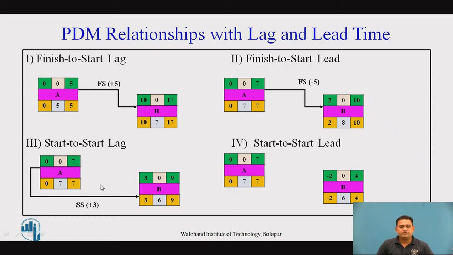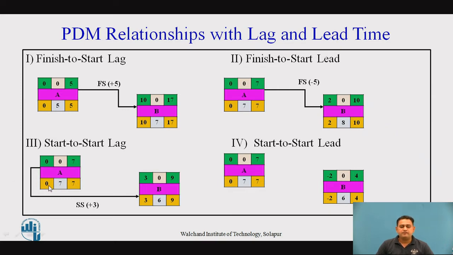Okay, so here we can go for the time calculation of B, that is the earliest starting time. Now 0 plus 3, it's a 3. As it is having the start to start relationship, but there is a lag of 3, so here the earliest starting time of B is now 3. 3 plus 6, it's a 9. So 9 is the earliest finishing time, which will be equal to the latest finishing time of B. So 9 minus 6, it's a 3. So again, the latest starting time of B is now 3. 3 minus 3, it's a 0 again.